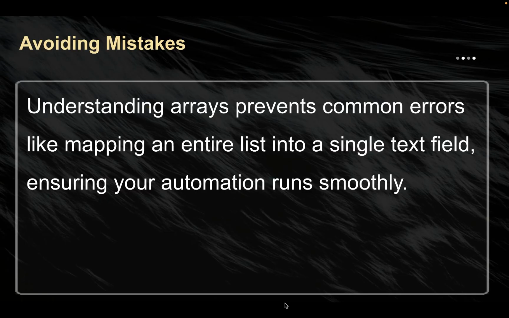Mistakes to avoid. Understanding arrays prevents common errors like mapping an entire list into a single field, ensuring your automation runs smoothly. So once you understand that this is an array, you know how to use it effectively. For example, when you are trying to map data from one module to another, a field might require just text content, but mistakenly adding an array to that field is going to break your workflow. Now let's look at how to actually get an array from a module.